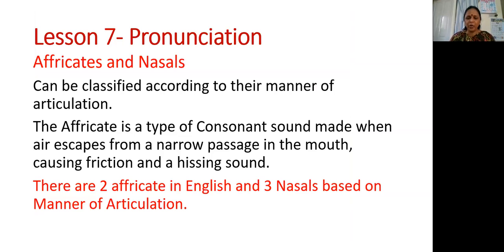Okay. And what do we have in lesson number 7? We have affricates and nasals. These can be classified according to the manner of their articulation. Now, affricates are the type of consonant sounds made when the air escapes from the narrow passage of the mouth, causing a friction or a hissing sound. There are 2 affricates in the English language and 3 nasals based on manner of articulation. The 2 affricates are ch and j. Ch is voiceless, j is voiced.